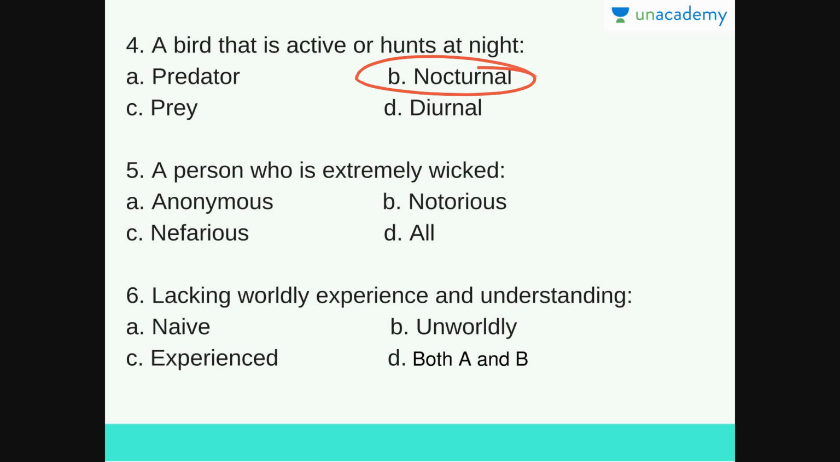Next is a person who is extremely wicked. Options are anonymous, notorious, nefarious or all. The answer for this question is C, nefarious, a person who is extremely wicked. Anonymous is someone whose name is not known. So if a poem is written by an anonymous poet, that is, the poet's name is not known. And notorious is a person who has a very bad reputation. So the answer for this question is C, nefarious.